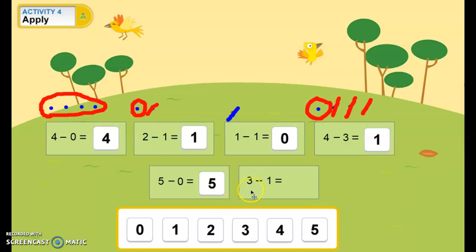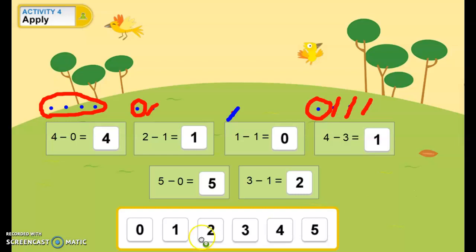All right, try this one at home. 3 minus 1 equals what? Holding up 3 fingers, taking away 1 finger. How many do you have left? 3 minus 1 equals 2. If you had 2 fingers, you are correct.